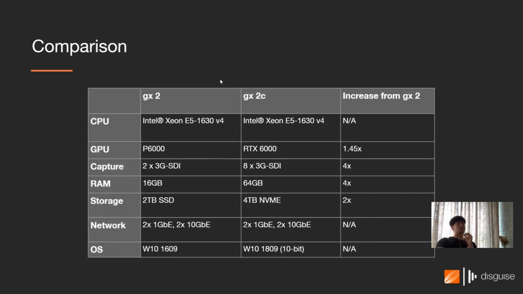Right, so over here there's a comparison between GX2 and GX2c. You can see the CPU is the same, but the GPU is different, so your capture as well, 3G SDI, your RAM, and instead of SSD, it's running on 4TB NVMe. Using NVMe, your read and write speed is much faster than 2TB SSD. We have a chart to show you the performance difference between NVMe and SSD later on.